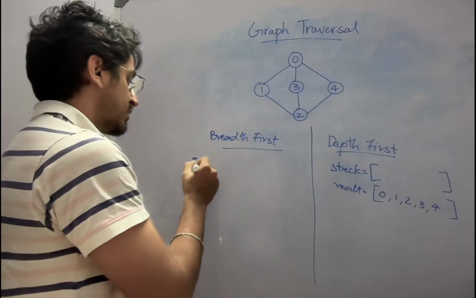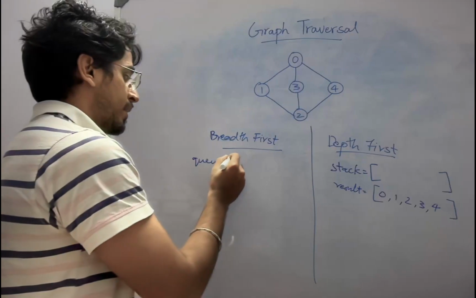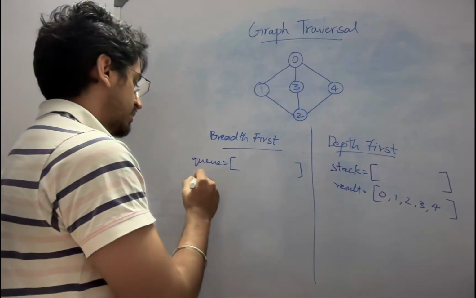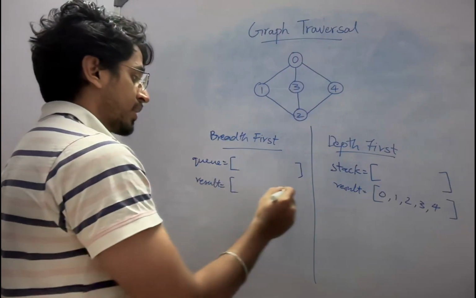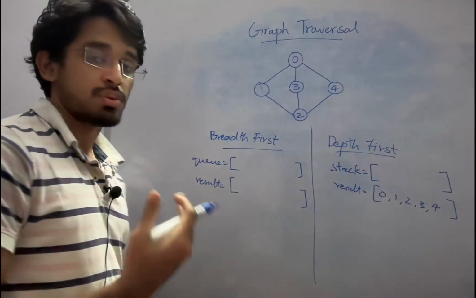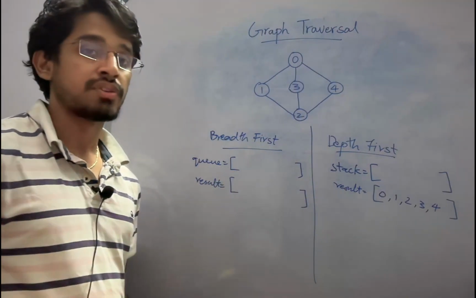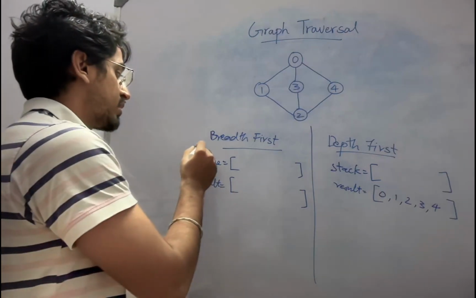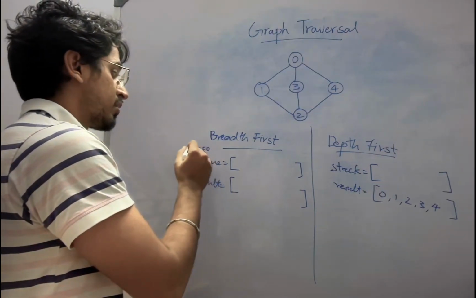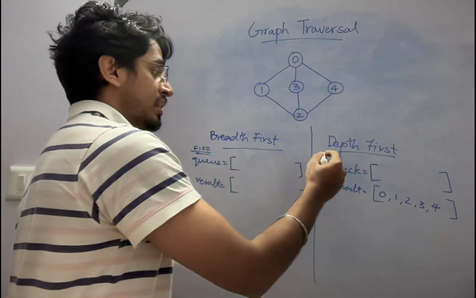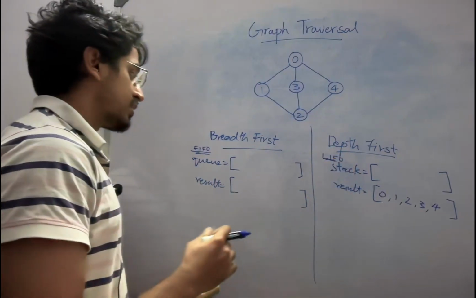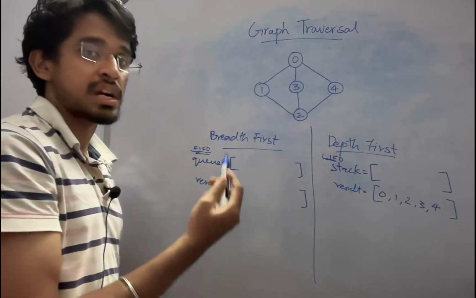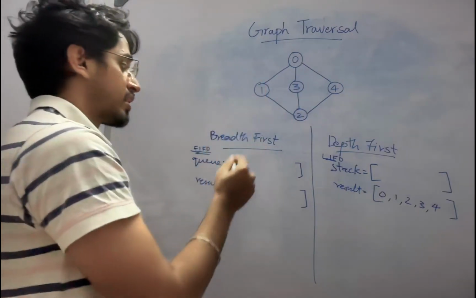So we need to initialize a queue over here and also the result. So basically this will hold all the visited nodes. Okay, so as I told, the queue follows the FIFO principle, that is first in and first out. Whereas for a stack we use the LIFO principle, so the last one to be in is the first one to go out. Okay, so here we need to again start with any one of the nodes. So let's start with 0.